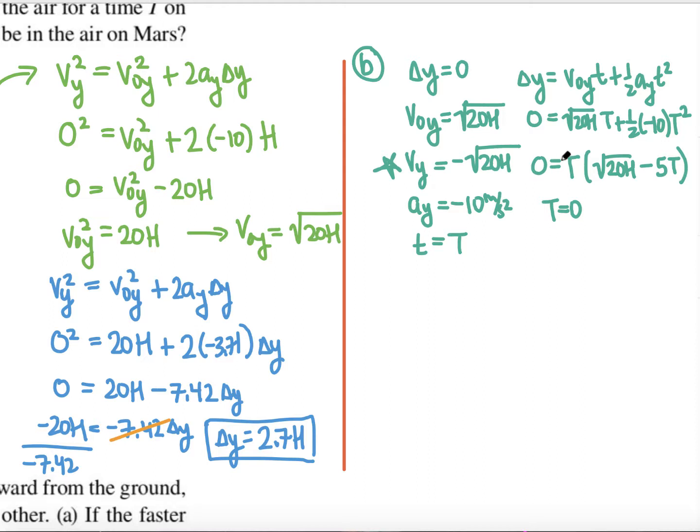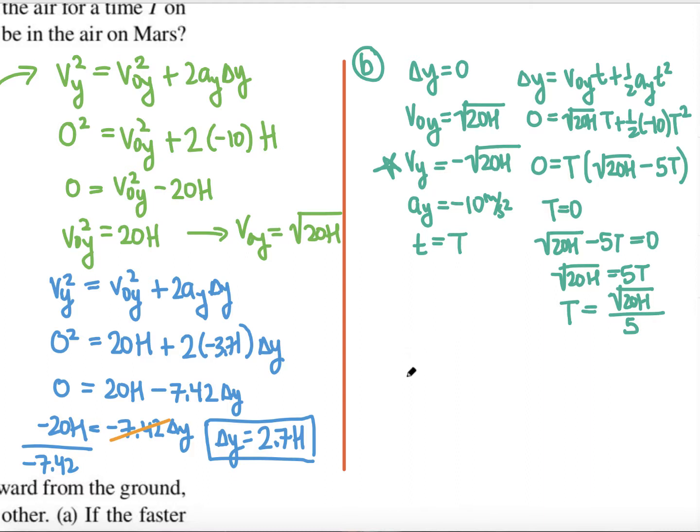And so I get two answers from this. One, t is equal to 0. That's the first time I'm at this height. That's easy. That's when we started. And the other comes from square root of 20 times h minus 5t equals 0. So now I solve for that capital T. So I have square root of 20h equals 5t, or t is this kind of ugly, let's say, square root of 20h over 5. Okay, well, that's not too pretty, but we can work with it.